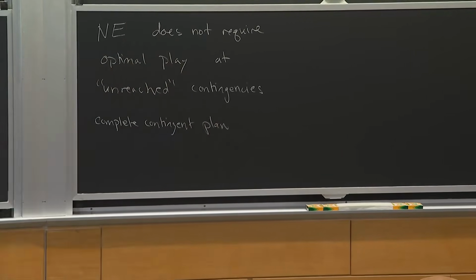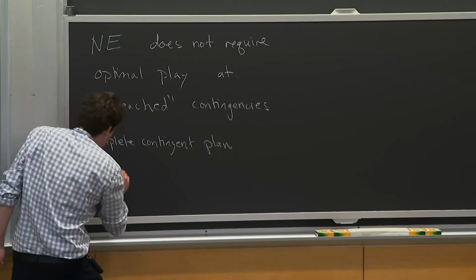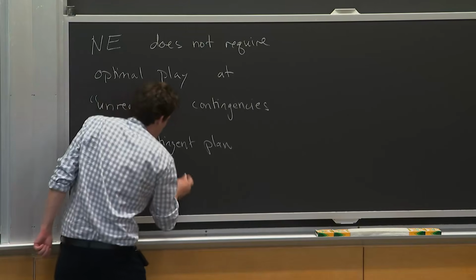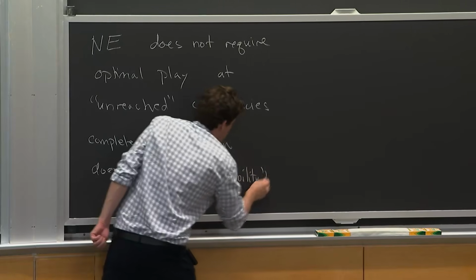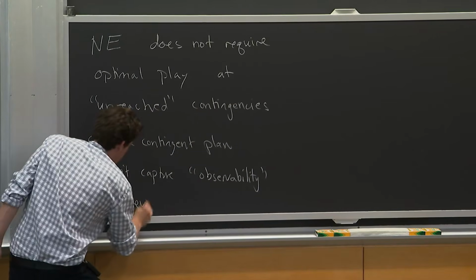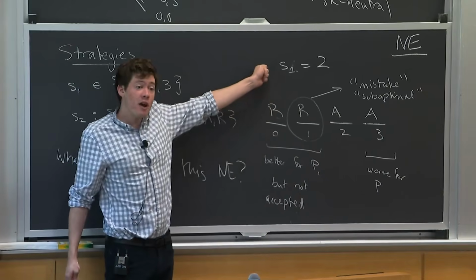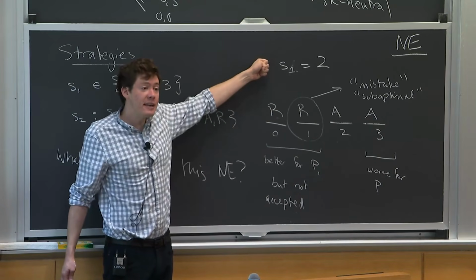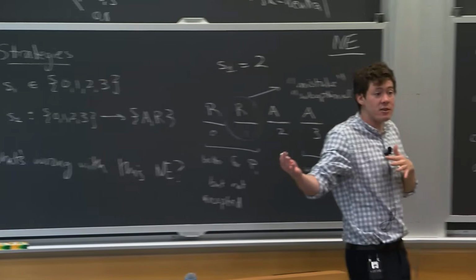in some sense, it's missing something. If I think about the complete contingent plan approach, it's missing the fact that a deviation might be observable. So it doesn't capture the observability of deviations. What do I mean by that? Well, the logic of Nash equilibrium says, I have a belief that my opponent is playing this strategy, and given that belief, I'm going to choose my contingent plan optimally, and that's it. I have my contingent plan, and then it gets executed.